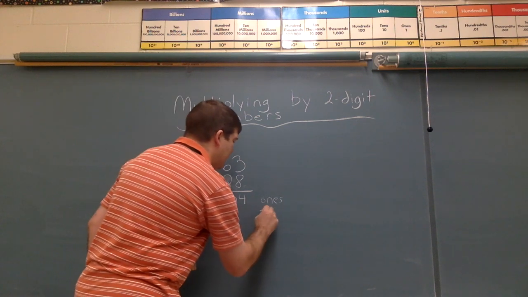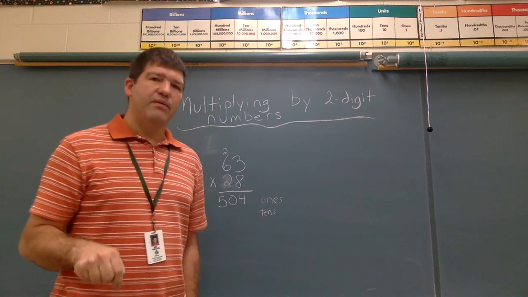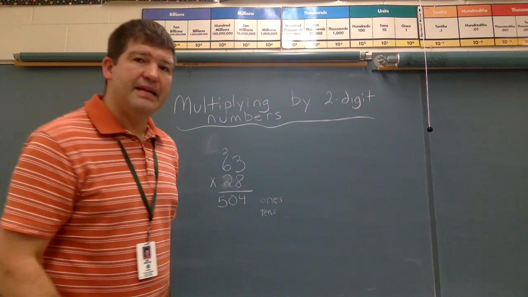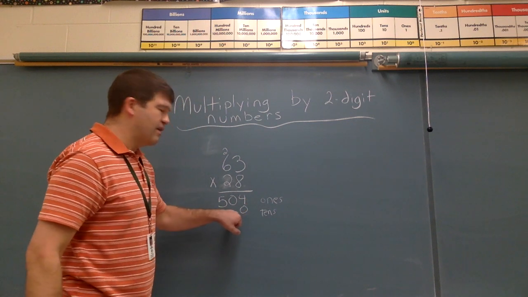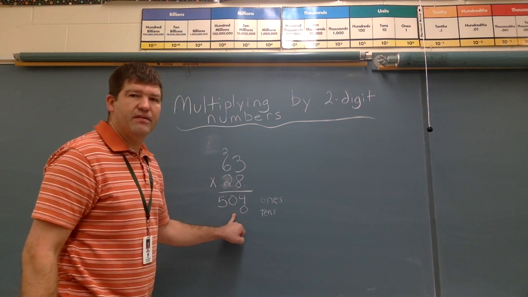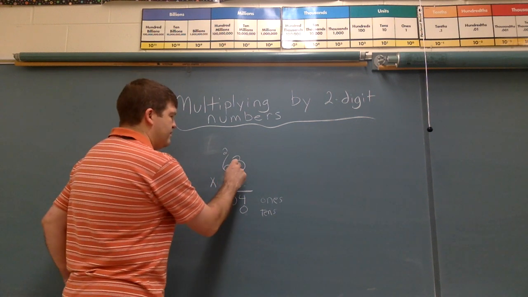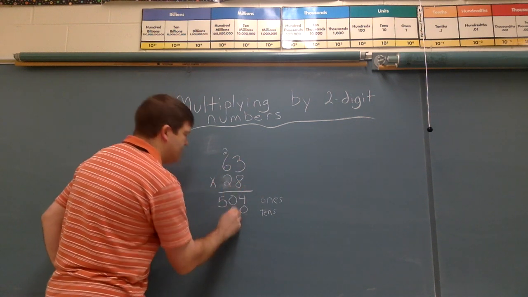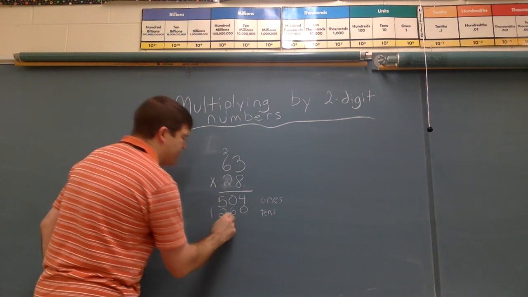And now I'm going to go to the tens, which is this 2. Now, every time I go into the next place value, like the tens, I know I'm going to have a 0 because I'm starting in the tens area here. So I put my 0. Now I go 2 times 3 is 6. 2 times 6 is 12.